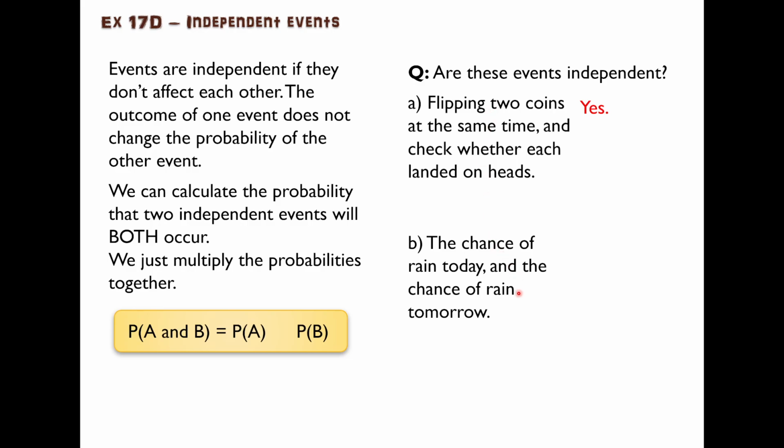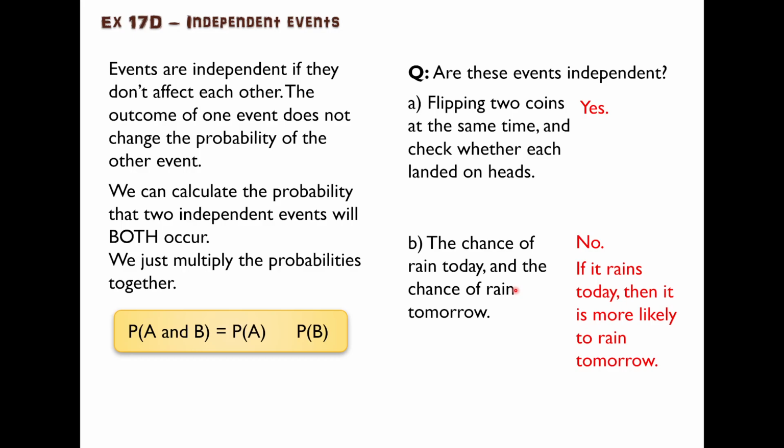I have another example here. Are these events independent? The chance of rain today and the chance of rain tomorrow. So if it's really rainy today, does that make it more likely to be rainy tomorrow? These events are not independent because if it's rainy today, then there's probably a good chance it'll be rainy tomorrow as well. They are not independent. They are dependent events, actually, which is the opposite of independent.